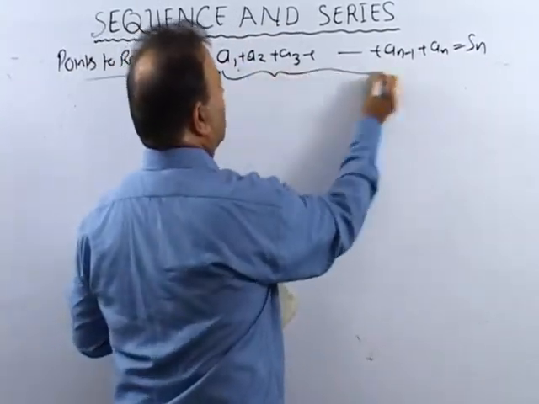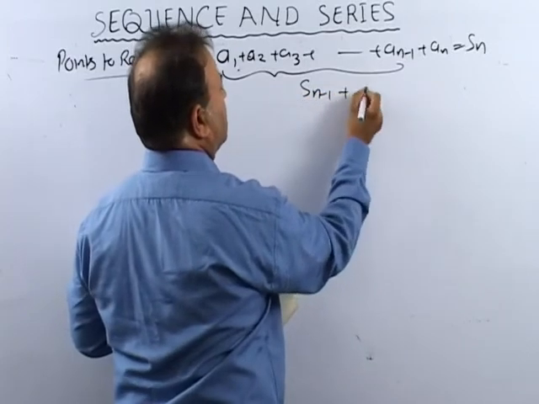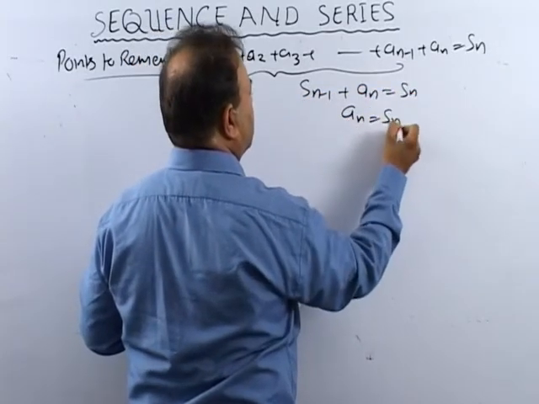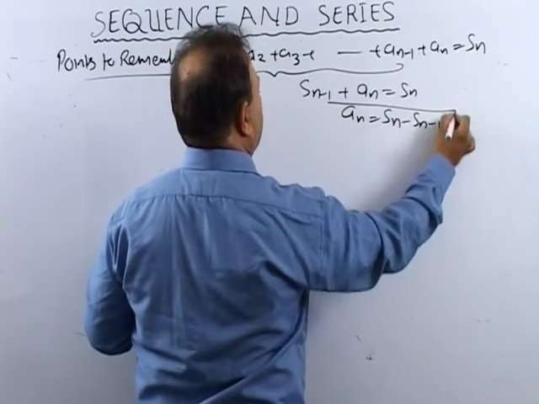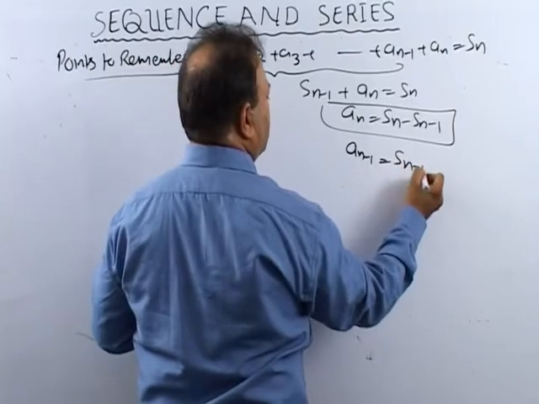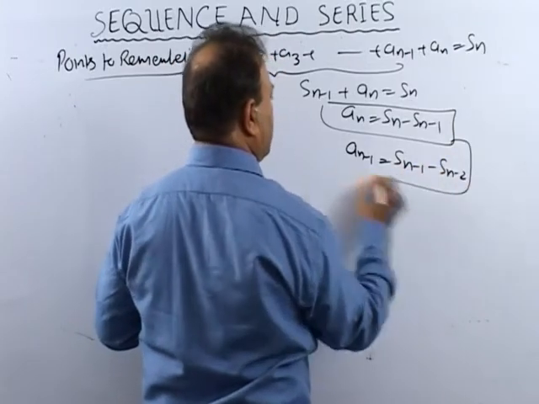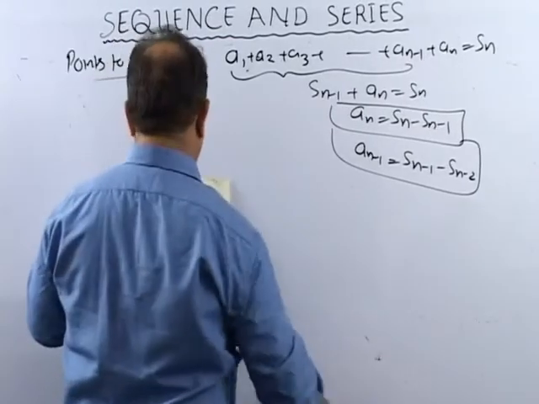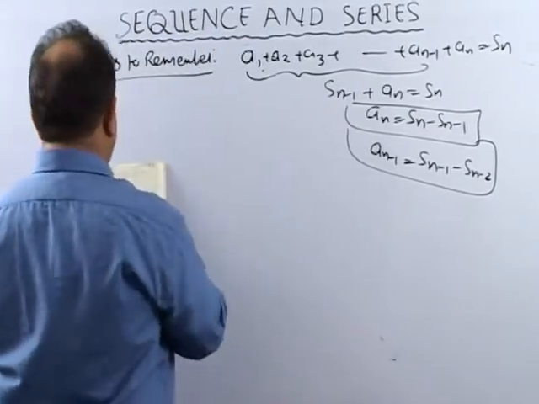Now from here to here, what do we say? The sum of n terms is Sn, and this is the nth term. The formula is the same: the (n minus 1)th term is S(n minus 1) minus S(n minus 2). Same way as it was in AP. The next is point number 5.